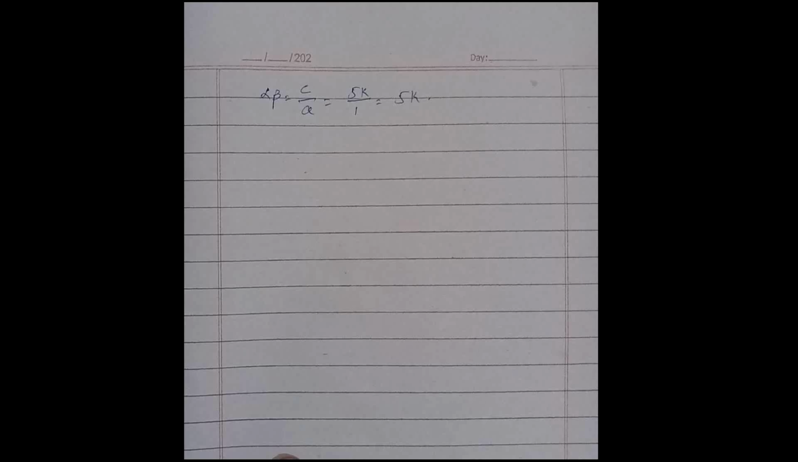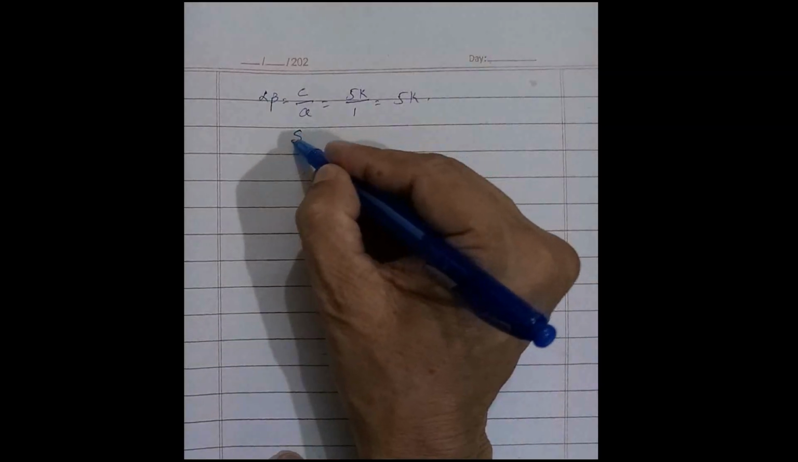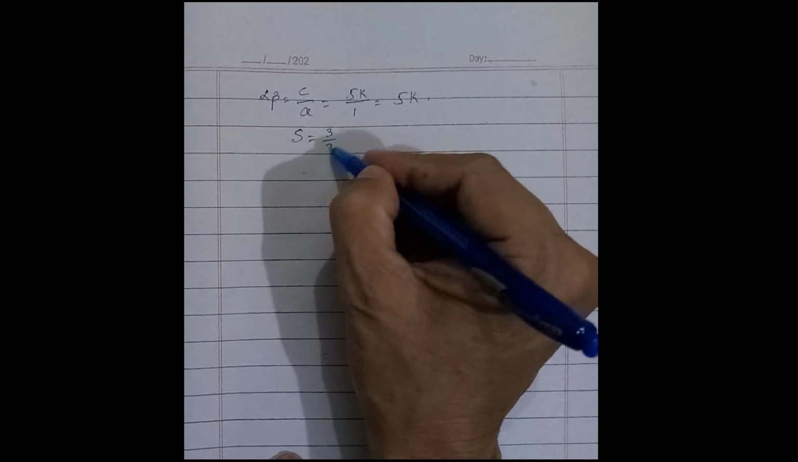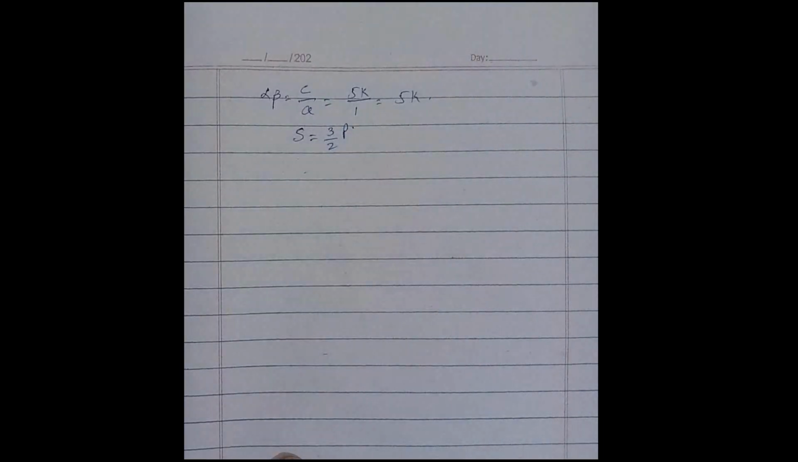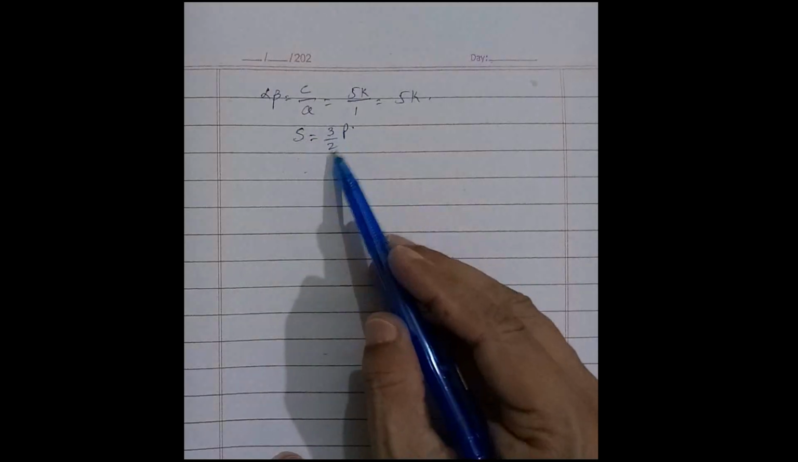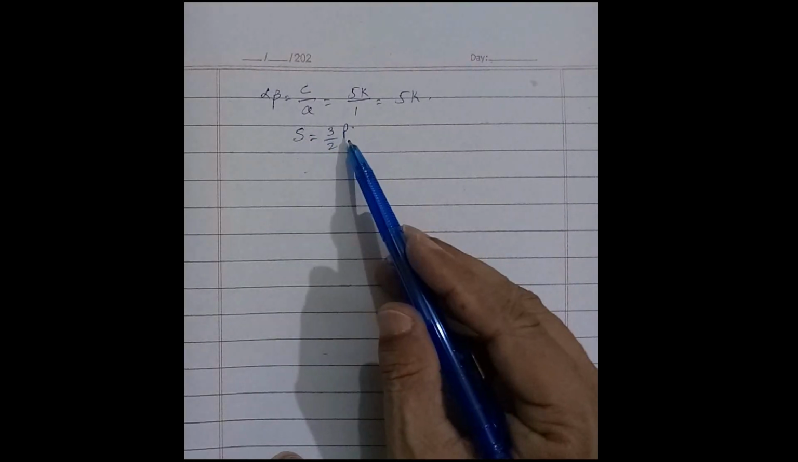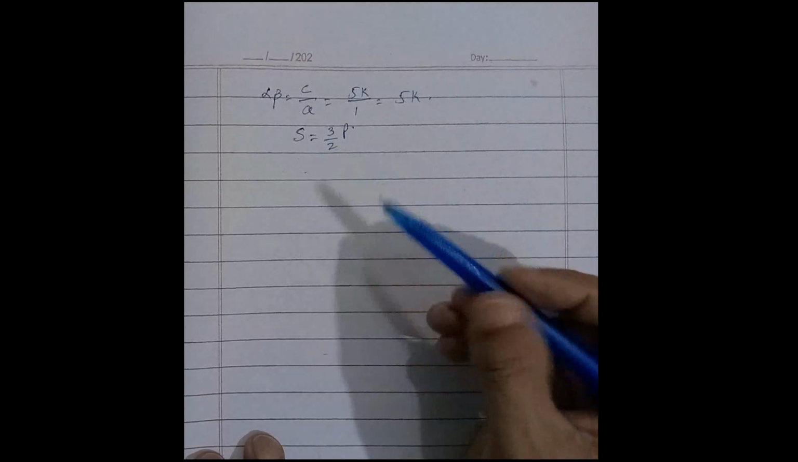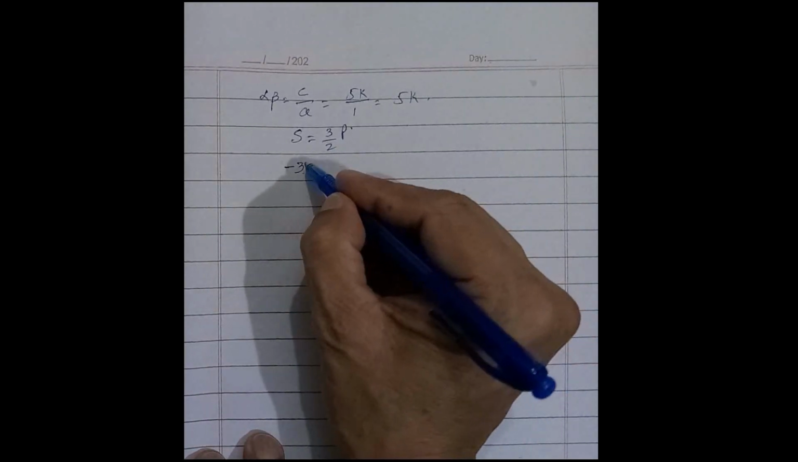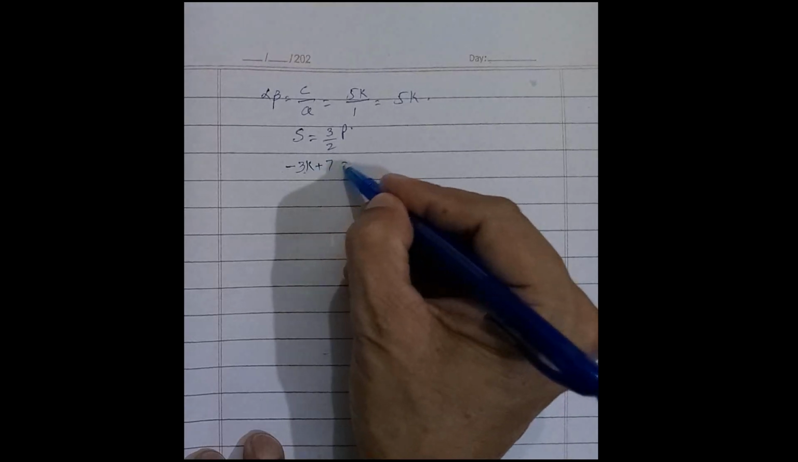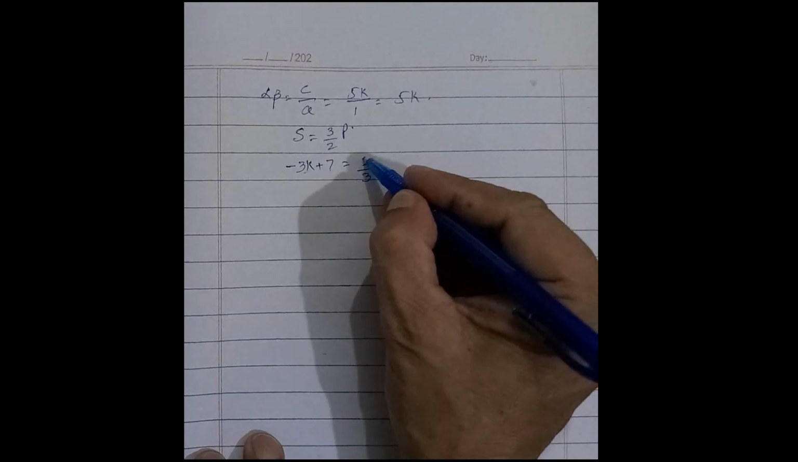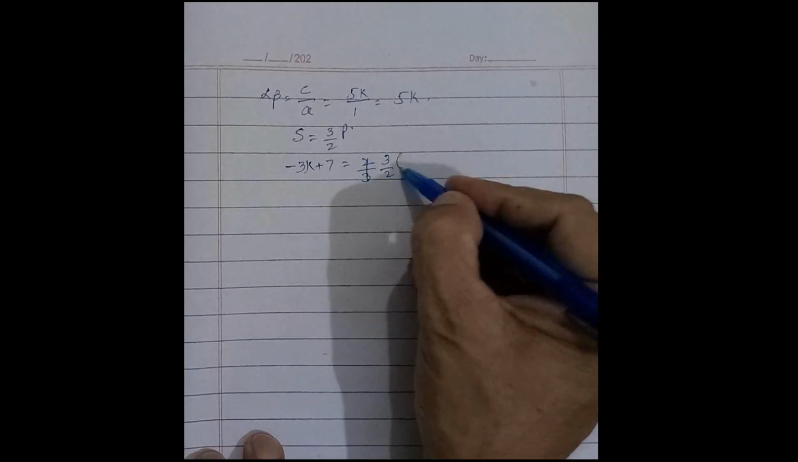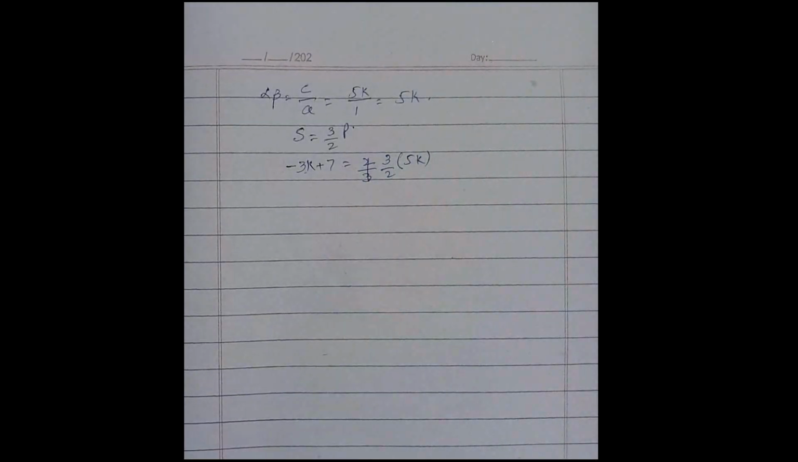In part 2, the condition is the sum of roots is 3 over 2 times the product, meaning sum is equal to 3 over 2 product. Sum of roots is equal to 3 over 2 of the product of the roots. So we put the values in the equation. We get minus 3k plus 7 is equal to 3 over 2 times 5k.